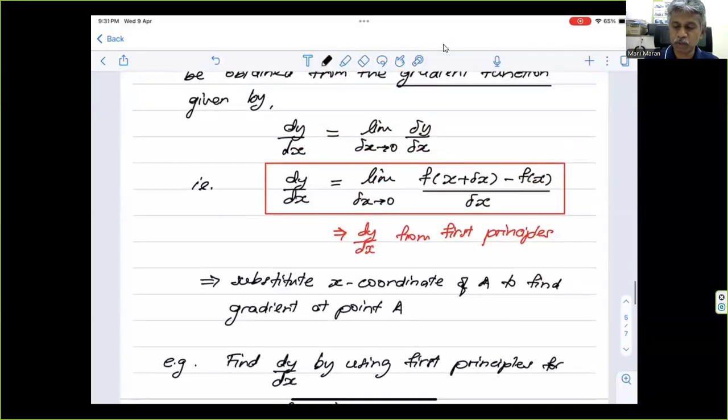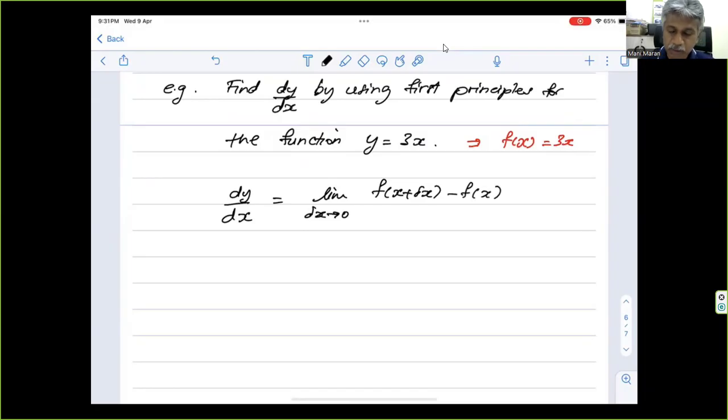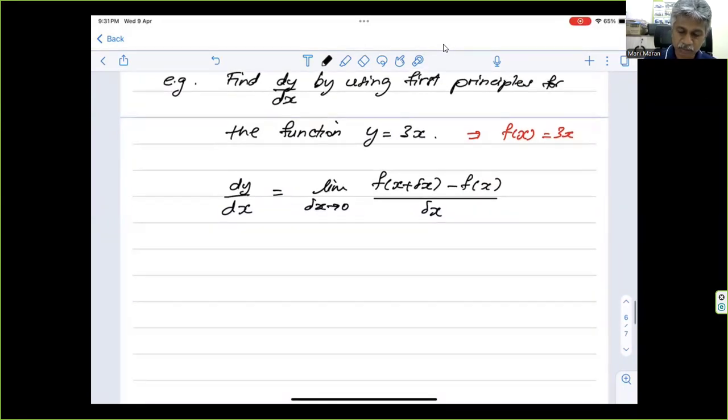So remember the first principle, we are going to apply this. Straight away we write dy dx. You are asked to find dy dx, so we write dy dx. So dy dx is equal to limit delta x approach 0. Remember the formula, f of x plus delta x minus f of x divided by delta x. A very simple formula to memorize. From the diagram, we can memorize this. So what we do next, we are going to substitute 3x inside there.